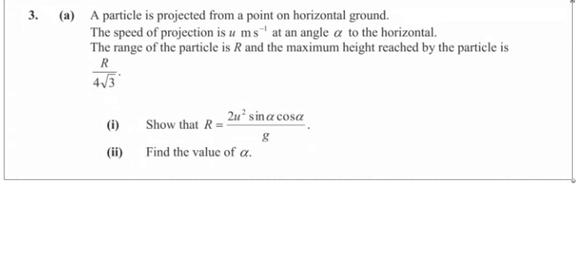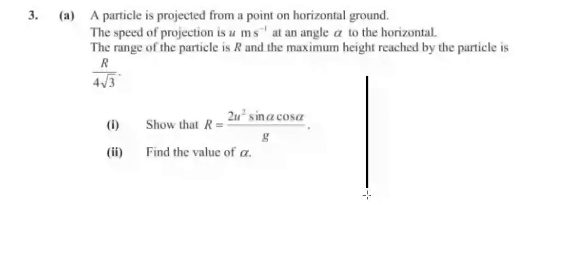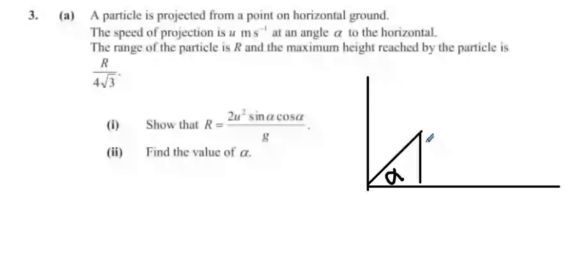A particle is projected from a point on horizontal ground. So most of us went for the formulas of doom like we always do. We don't know what u is, do we? No, agreed? So it's angle alpha, and you throw it up and then it comes back down and it lands. You happy enough with that?